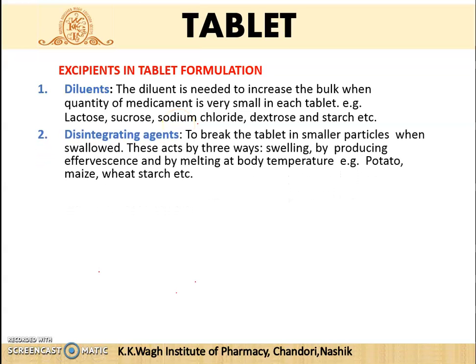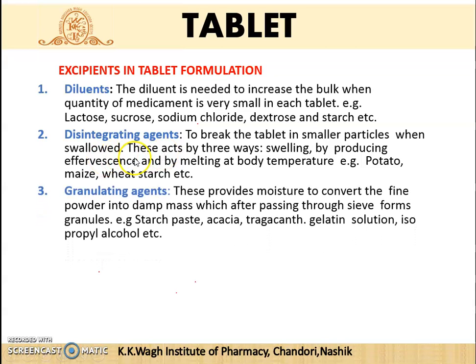Then the second one is the disintegrating agent, to break the tablet into smaller particles when swallowed. These act in 3 ways: swelling, wicking and effervescing. Examples of disintegrating agents are potato, maize, wheat starch, etc. Then granulating agents provide the moisture to convert the fine particles into a damp mass after passing through the sieves. Examples are starch paste, acacia, tragacanth, isopropyl alcohol, etc.